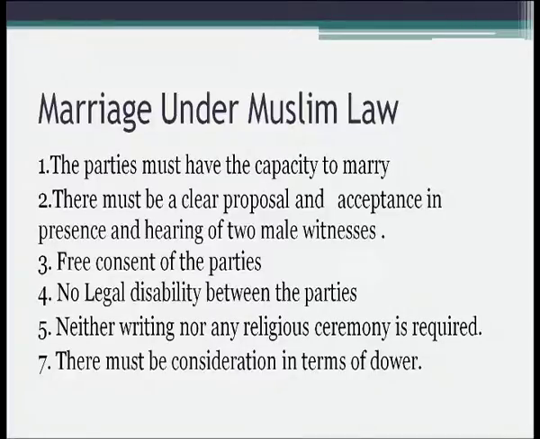Now, friends, the last essential is that there must be a consideration in terms of a dower, which is called mehr. Friends, unlike Hindu law, here the dower comes from the side of the bridegroom rather than from the bride. So, it is the bridegroom who fixes a particular amount, called mahr, at the time of marriage for the bride.